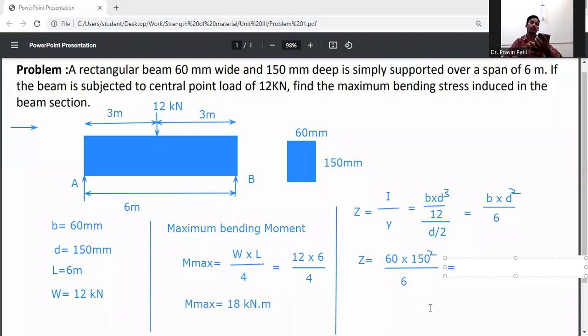It will be 60 into 150 square divided by 6. It will be 225 into 10 raised to the power 3 mm³. Section modulus it is 225 into 10 raised to the power 3 mm³. Now the bending stress equation.